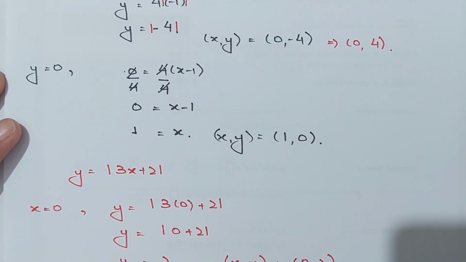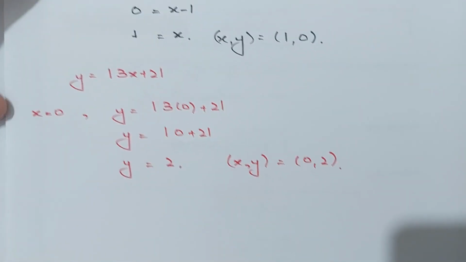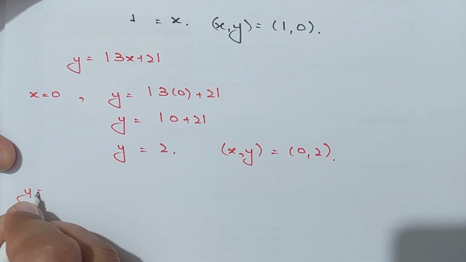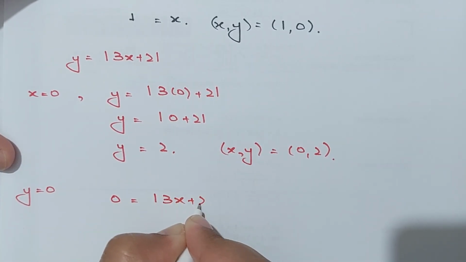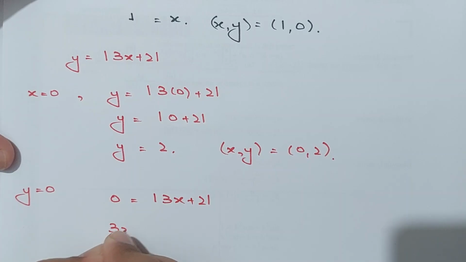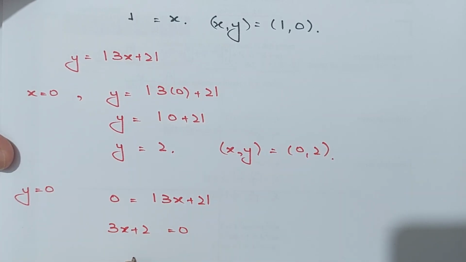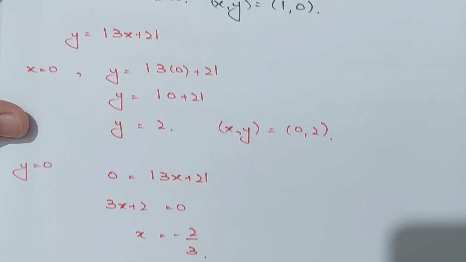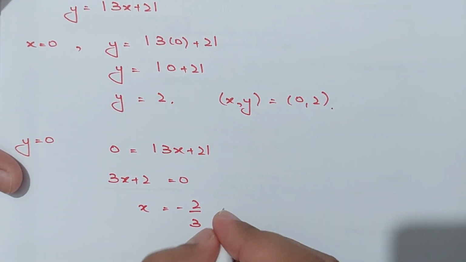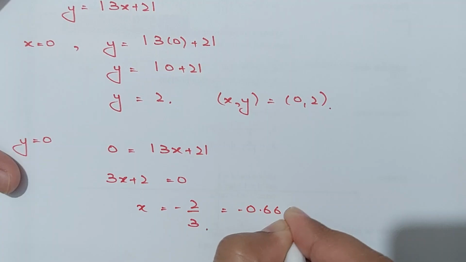The y-intercept is 2, and for the x-intercept, let me solve by putting y equal to 0. So when y equals 0, we have 0 equals absolute of 3x plus 2. We can say 3x plus 2 would be equal to 0, and x would be equal to minus 2 over 3, which is approximately minus 0.6667.